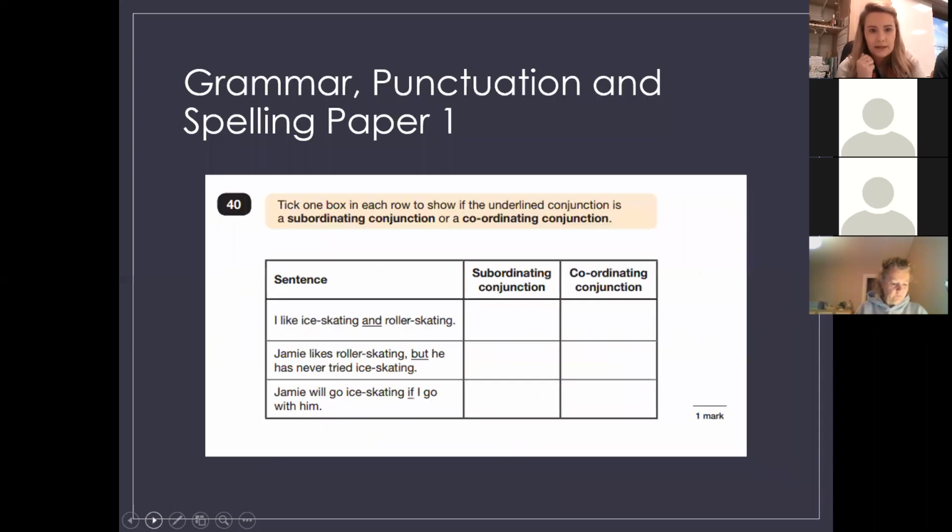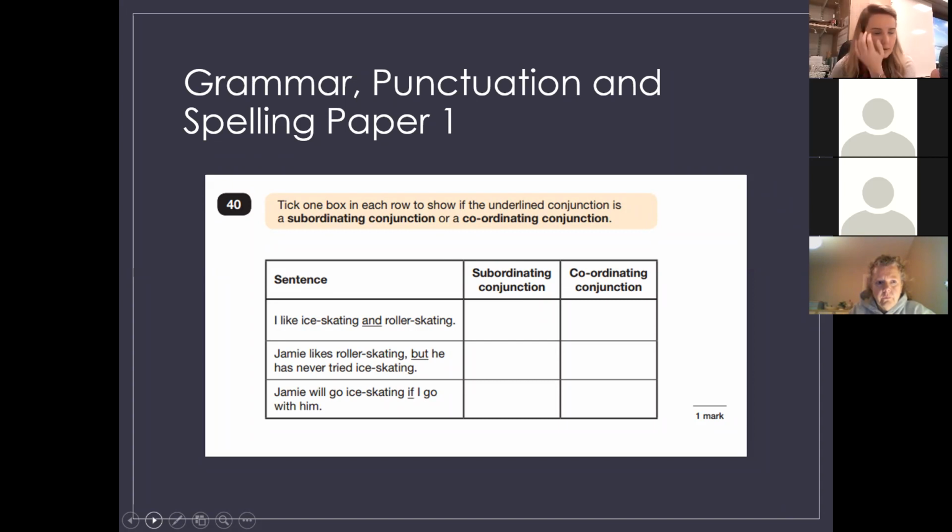So just to give you an example, this is a question taken from the grammar and punctuation, not the spelling paper. Things like this. This is kind of the expectation for year 6s, which we're doing a lot of at the moment in class. Tick 1 box in each row to show if the underlined conjunction is a subordinating conjunction or a coordinating conjunction. So they have to read through those and then tick which one they think it is.